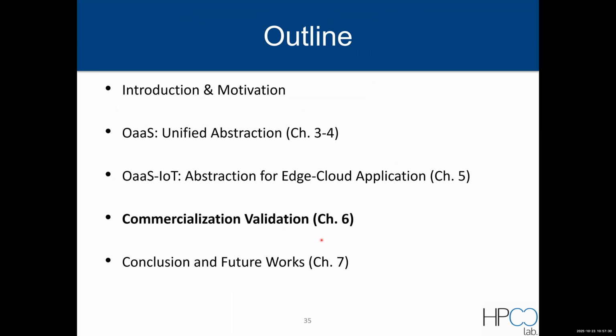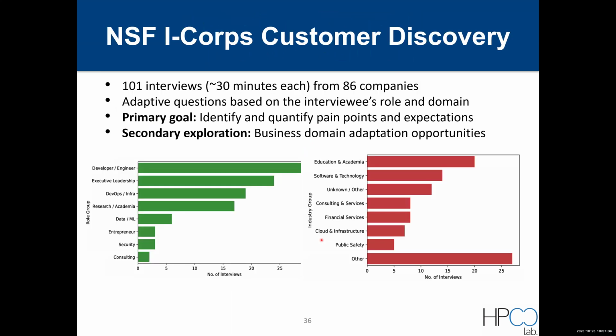After we implement everything, we have something that seems to be useful. We want to know how well we can commercialize this. So we joined the I-Corps program that I already talked about in the beginning. We have done 101 interviews, around 30 minutes each, from 86 companies. We use adaptive questions based on the interview role and domain. The goal is to identify and quantify their pain points and expectations. What is the main problem they usually face, and what expectation do they have for a solution? We also try to see what the opportunity is for us to go into that domain and offer our solution for them to use.